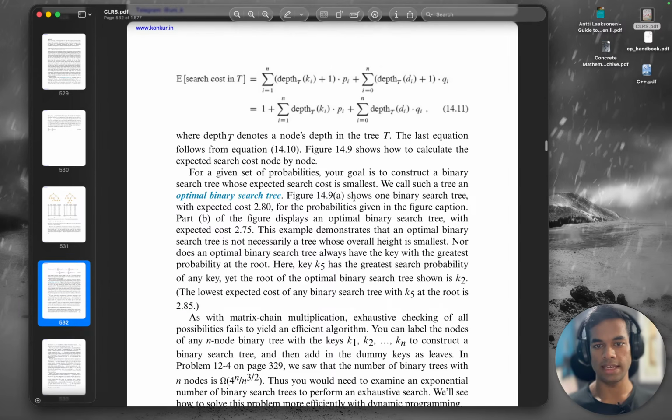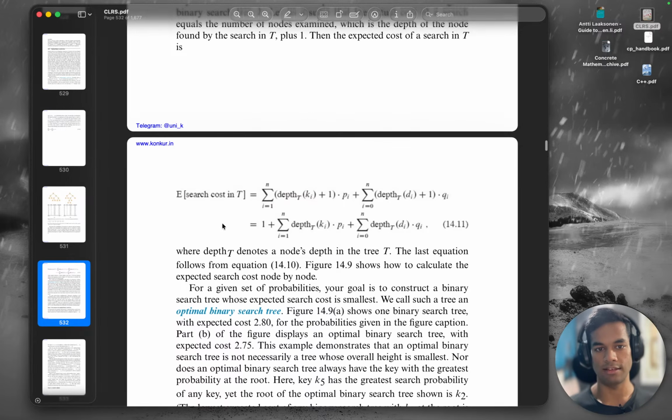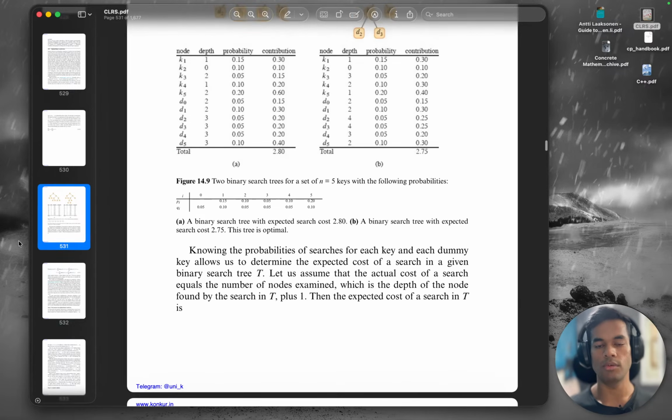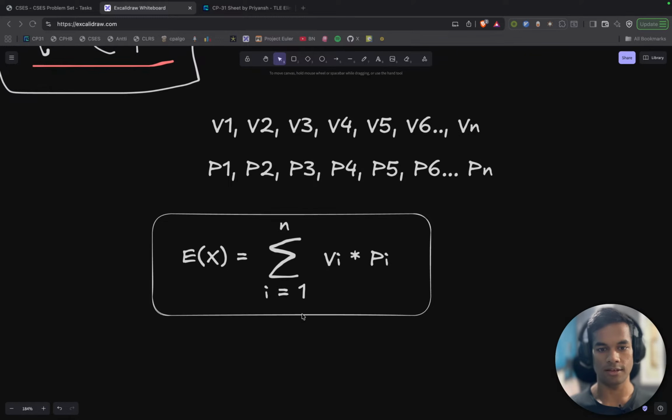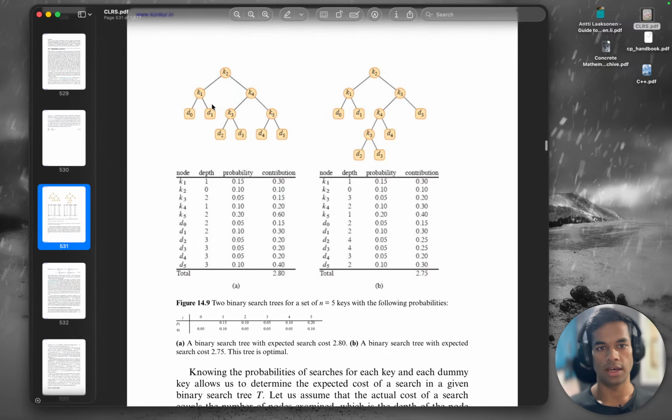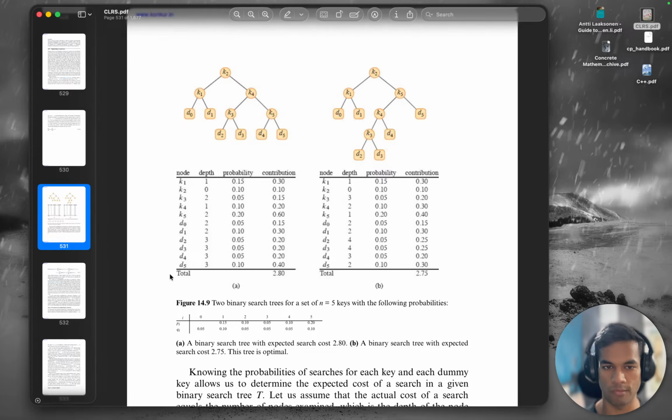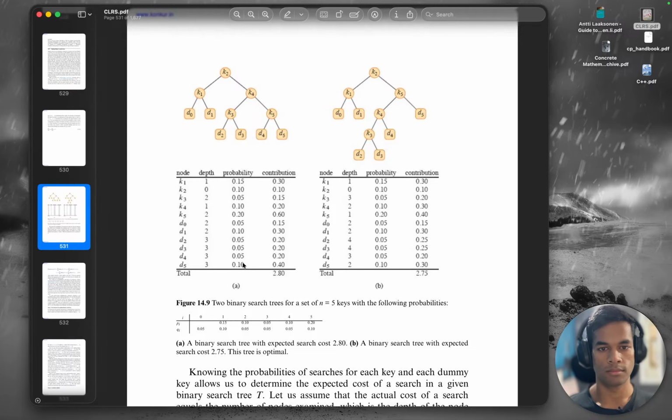And now for this part. Figure 14.9a shows one binary search tree with expected value cost of 2.8, and this is the function for finding the expected value. And why does this work? This works because of this. This is the formula. And for this, the expected value is 2.8, and they are somehow calling it contribution. Why are they calling it contribution? That is a nice question. Why are they calling this contribution? What does that mean?